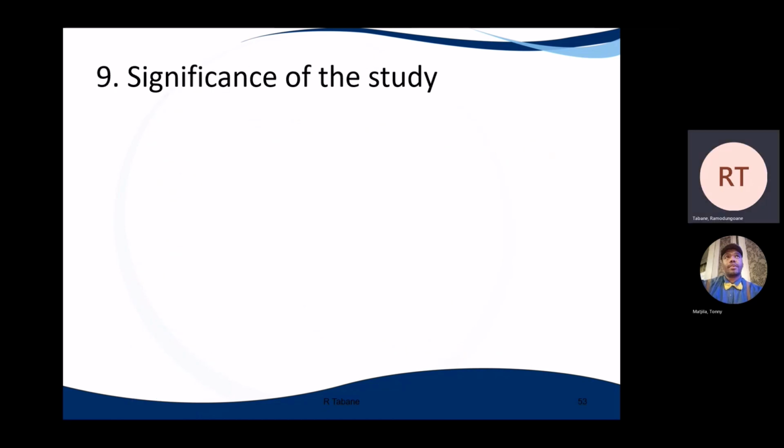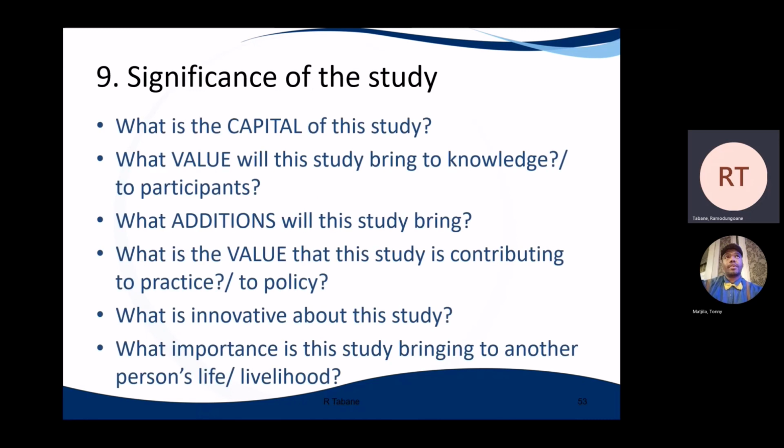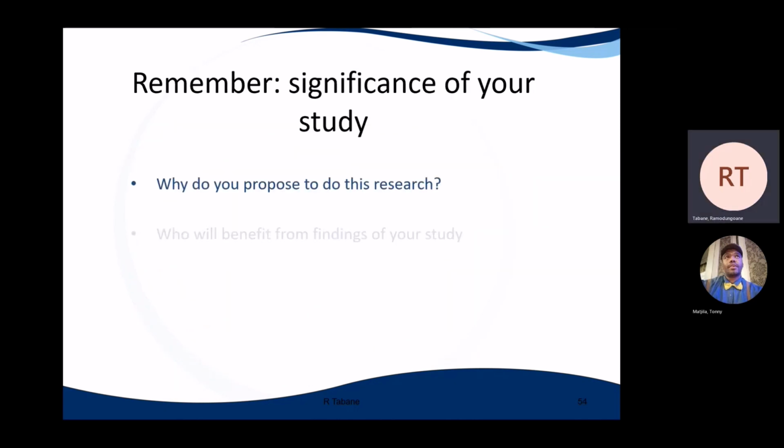The last section is about the significance of your study. So why are you doing the study? What is the value? What are the additions that this study will bring? What is the value that this study is going to contribute? It's about the capital. So who is going to benefit from this study? Remember the significance of your study. Why do you propose to do it?